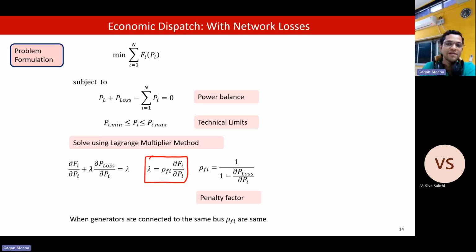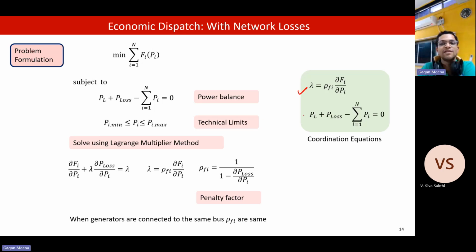And from here, we can go to that previous case also. If all the generators are connected to the same bus, then this becomes equal to 1, because there is no loss in that case. This becomes 0, no change in loss, and this becomes 1 again. So same thing. Without network, we reach the same result.